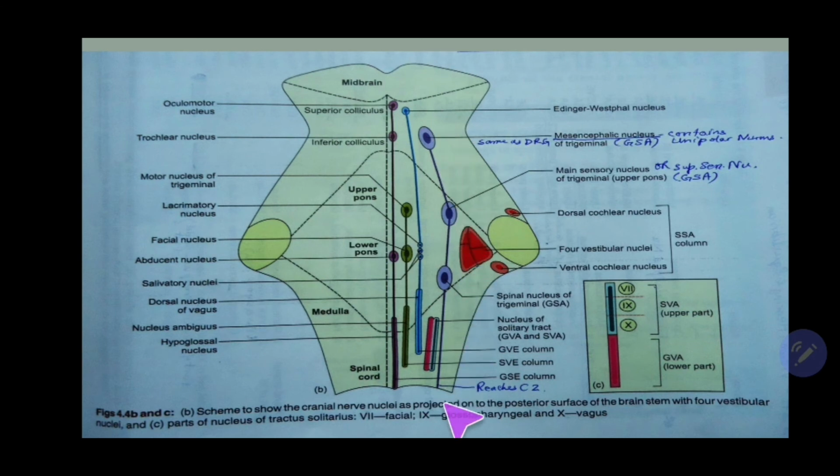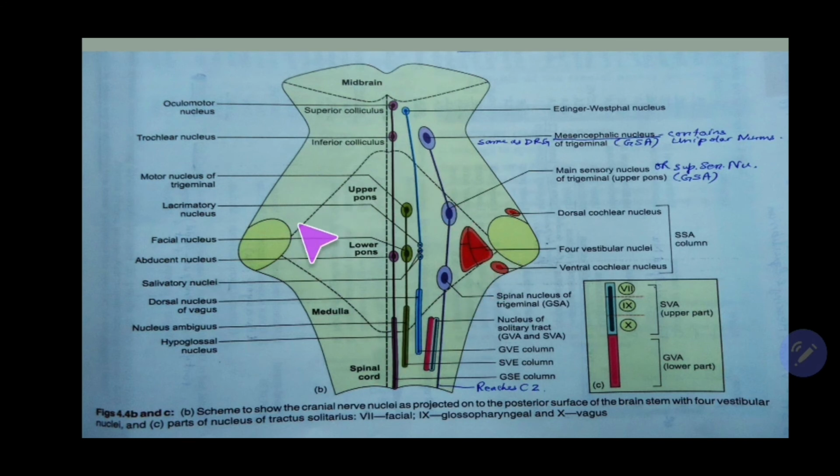Then this one is the general somatic afferent functional column. This is completely taken up by the trigeminal nerve, which includes the mesencephalic nucleus. Then you have the main chief sensory nucleus and the spinal nucleus of the trigeminal, and the lateral most is the special somatic afferent functional column. This, as I said, is a nuclear complex, the vestibular nuclear complex, and you can see that is the fourth ventricle, the boundaries of the fourth ventricle.